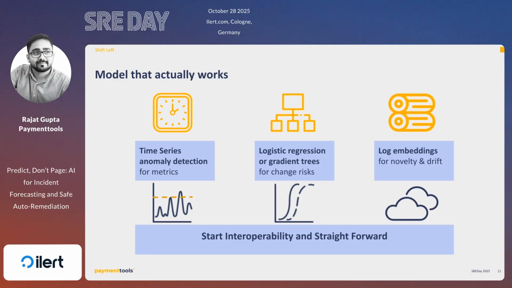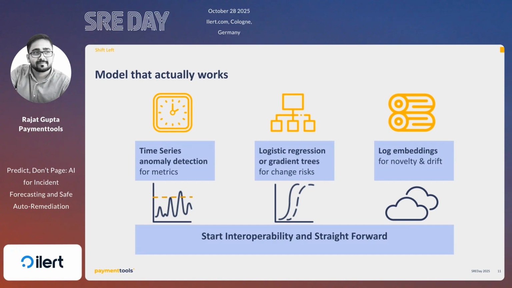What are the lines of code which are being changed? How many tests are being added? How many alerts related to those services happened in the past? Based on all of those things, we build logistic regression and log embedding.